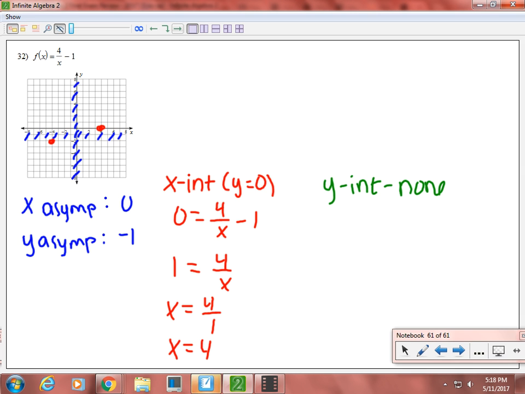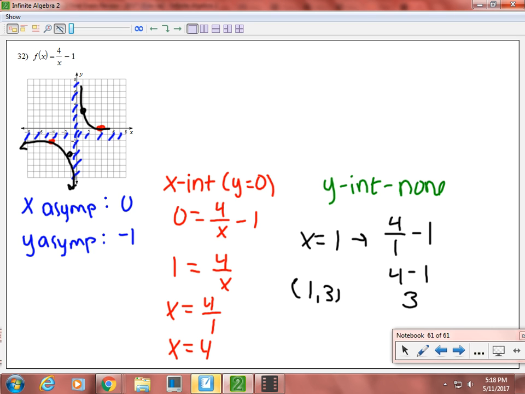But instead, I should probably try and find another point. So maybe try and plug in x equals 1, because I know that it's going to hit there. So that's going to give me 4 over 1 minus 1. 4 minus 1 is 3. So at 1, this is the ordered pair, 1, 3. Over 1 and up 3. So I'm going back 1 and down 3 in order to reflect that. And now I can make a much better representation of this graph.